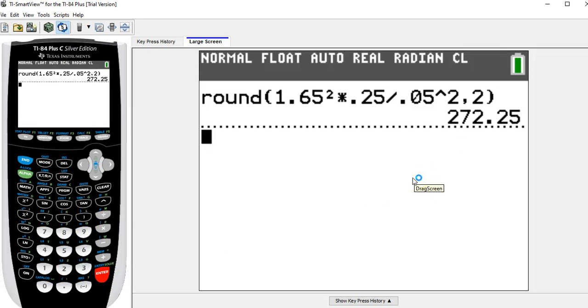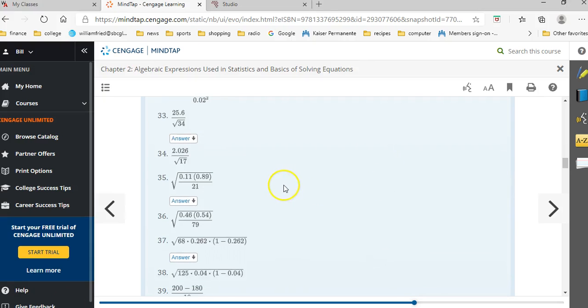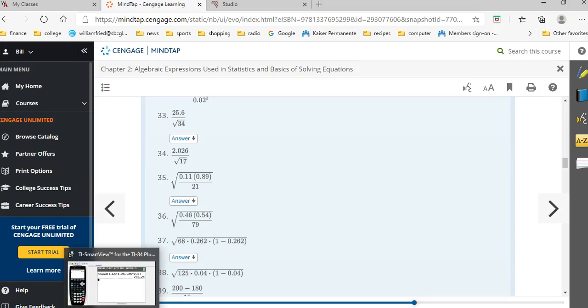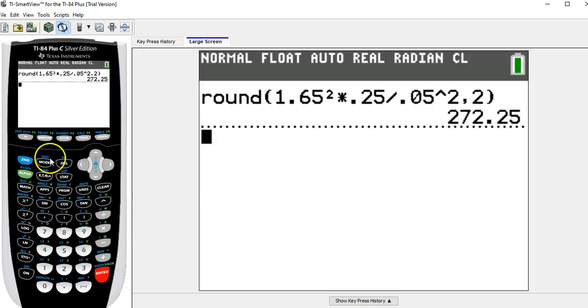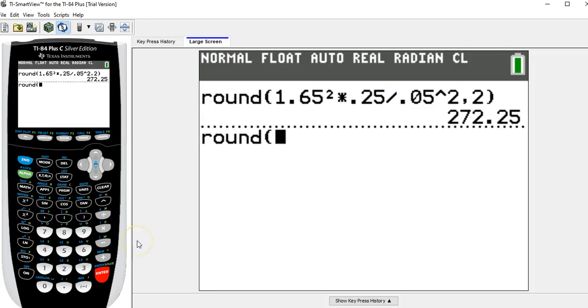Now, in statistics, it's fairly common to have formulas that involve square roots. So I want to do a couple of examples involving square roots. Let me go down to here, say something like this, number 36 and number 38. These are typical calculations with square roots. So if I look at number 36, again, they want this rounded to 2 decimal places. I'm going to start out with math, num, round. Okay, and now I'm going to enter the calculation. Now 36 says 0.4, the square root of 0.46 times 0.54 divided by 79.